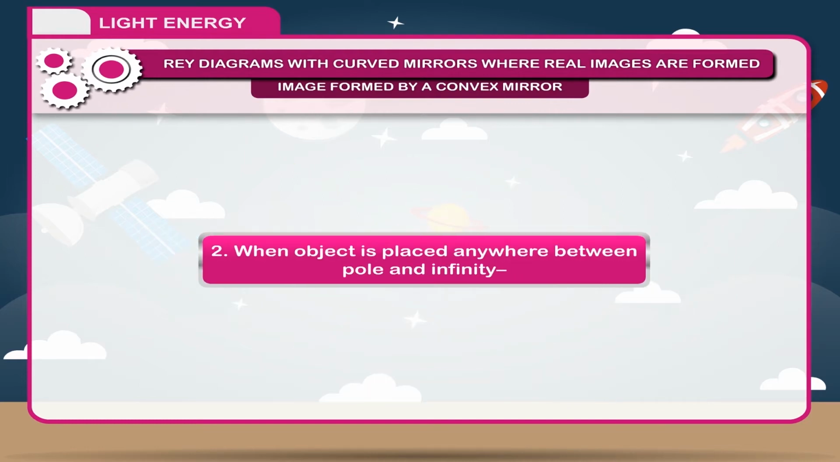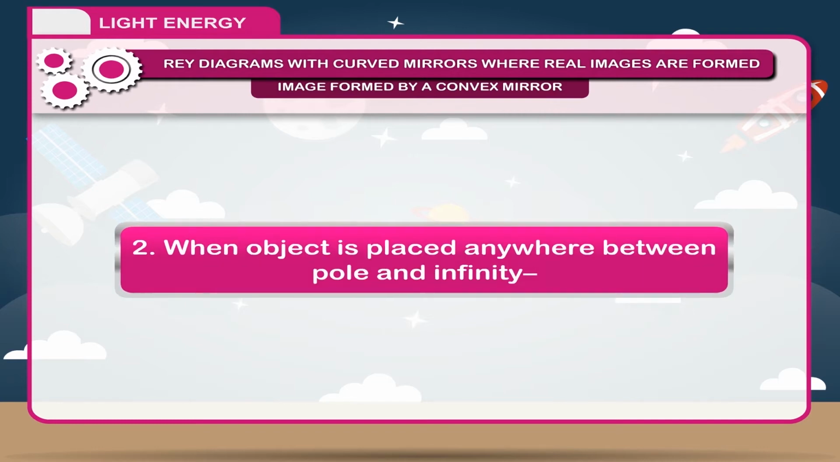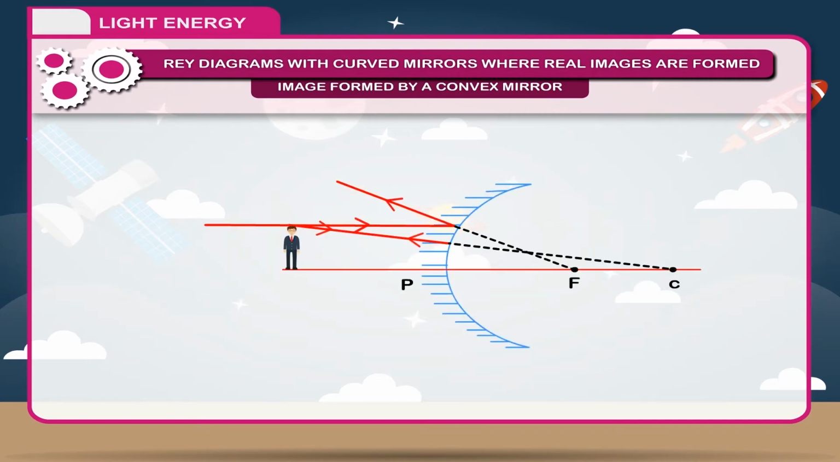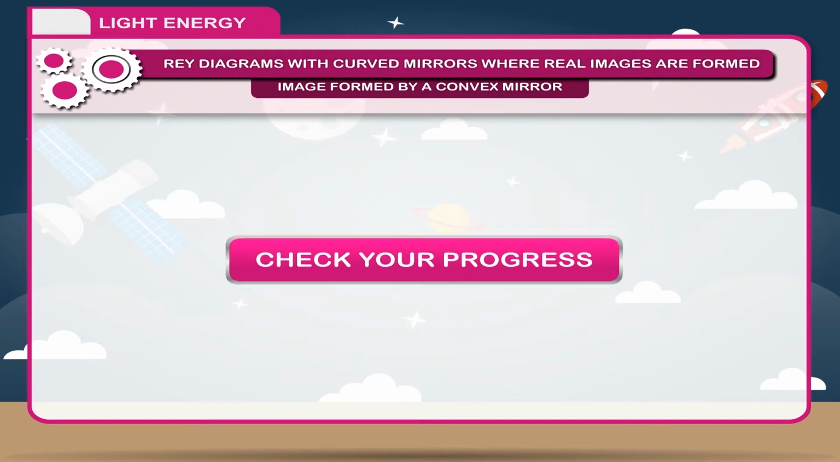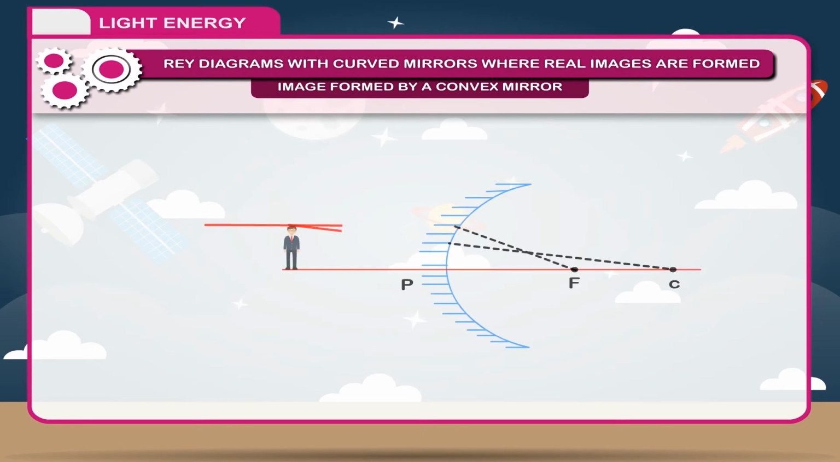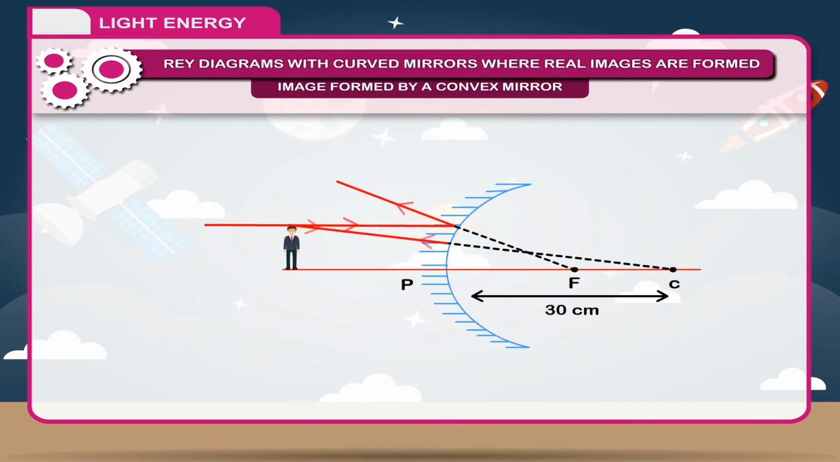2. When the object is placed anywhere between pole and infinity, the image is formed between the focus and pole behind the mirror. The image is diminished, erect, and virtual. Check your progress. Find the focal length of a convex mirror whose radius of curvature is 30 centimeters.